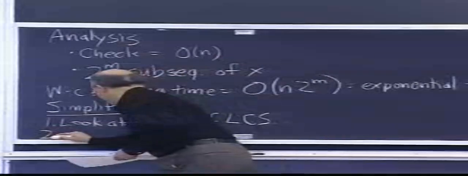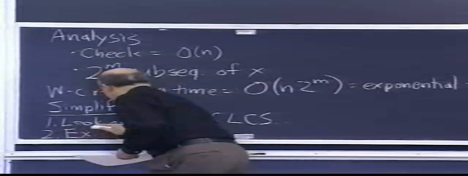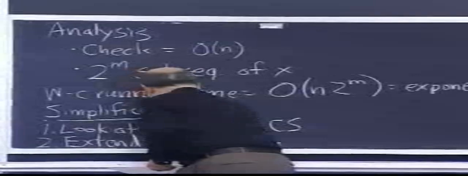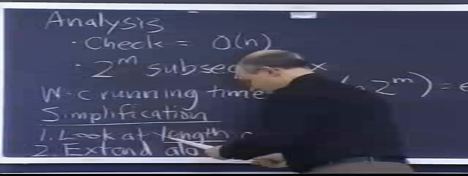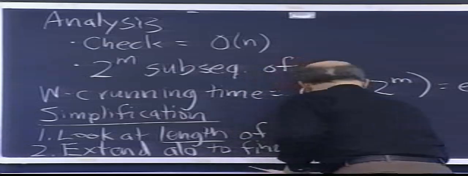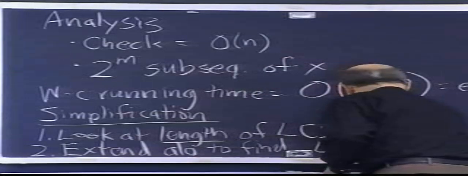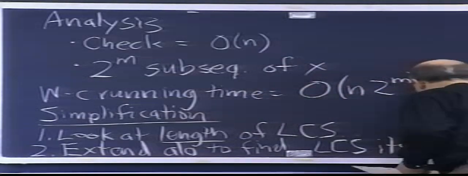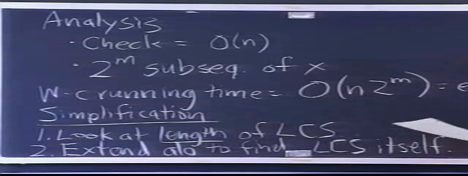Once we've figured out an algorithm to compute the length, then we can go back and extend the algorithm that we get for length to find a longest common subsequence itself. So then we'll extend the algorithm to find the longest common subsequence itself, or a longest common subsequence. Okay?